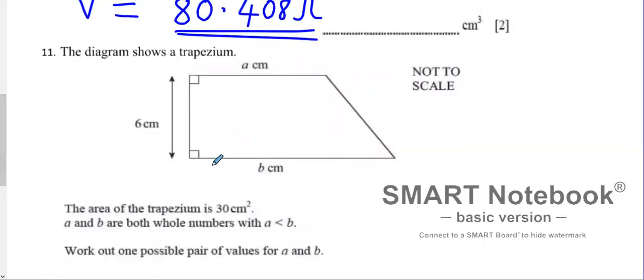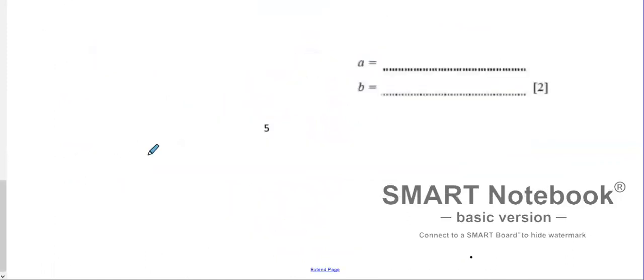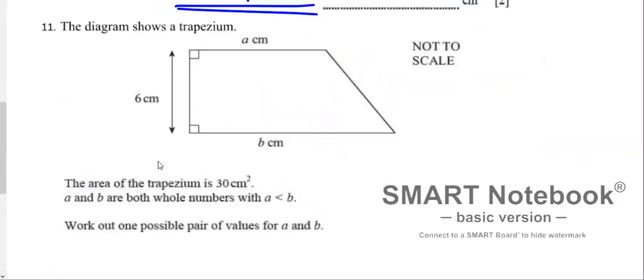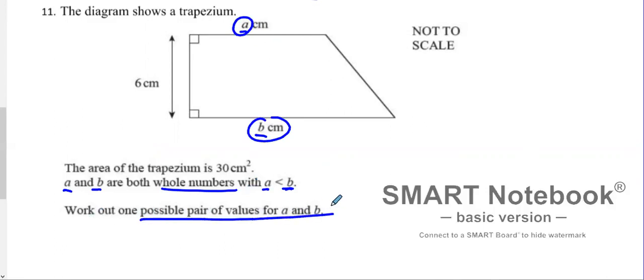Then let me see if I can conclude this. Question number 11. All right, question number 11, this will be the last question. The diagram shows a trapezium. The area of the trapezium is 30 centimeters square. A and B are both whole numbers with A less than B. A is obviously less than B. Work out one possible pair of A and B.